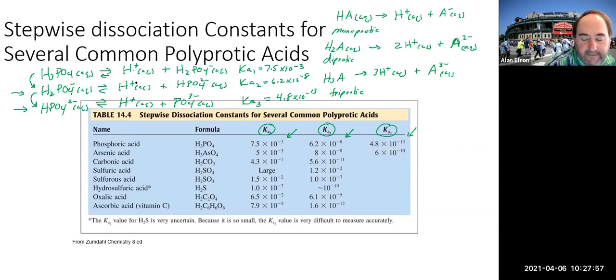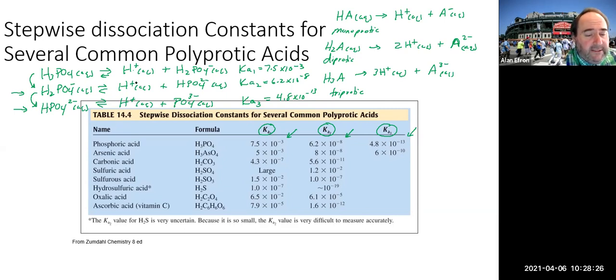So if you just think about it logically, when we lose the first H plus, we now make something that's negatively charged, and you want to get rid of something that's positively charged. So that positive-negative attraction is going to hold each other there a little bit harder. And then when you remove that second H plus, you've got something with a -2 charge. Now you're trying to remove something positive from that -2 charge, and it becomes harder to do.